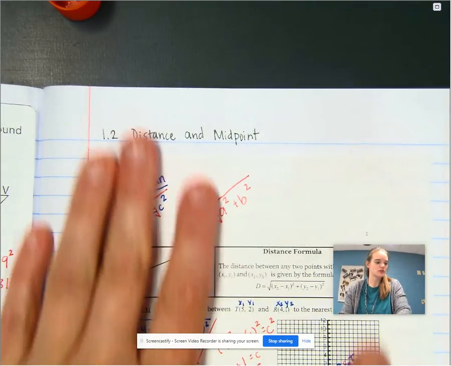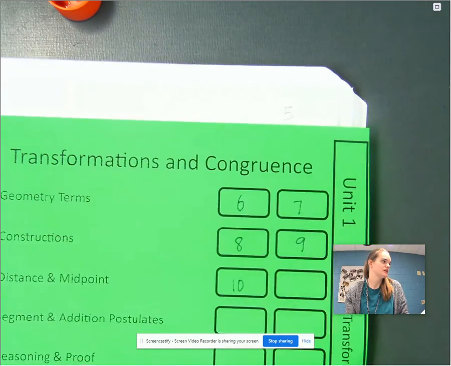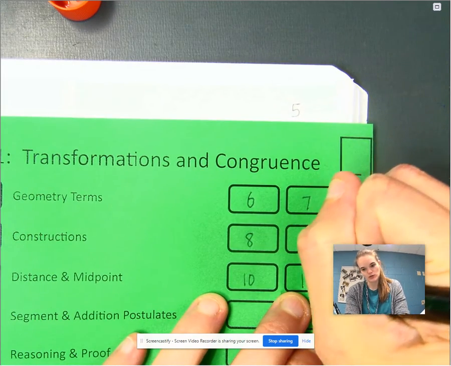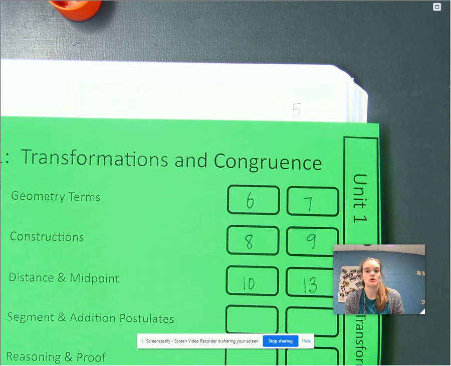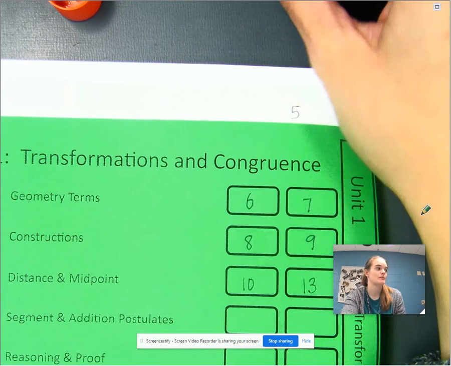Okay, so let's go fix our tab, then you can go do your homework. So we started distance and midpoint on page 10, but we ended it on page 13. So we're done with distance and midpoint. We're going to do segment and addition postulates tomorrow. I'll see you then. Work on the homework. If it does not work, let me know. Keep the paper copy though.